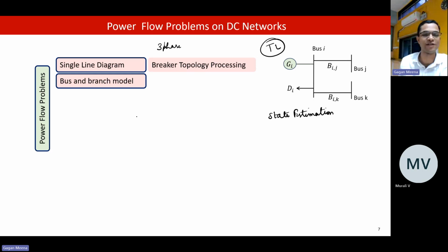But in a distribution system we cannot directly do that, because each phase load is different. So the angles will be different. We cannot apply the same thing. We have to do the full three-phase system analysis.